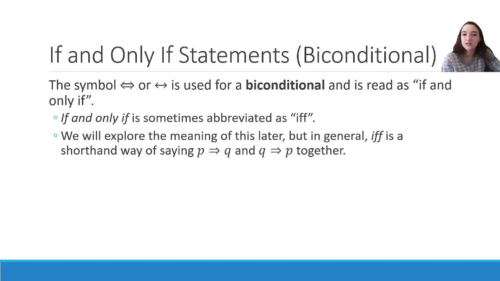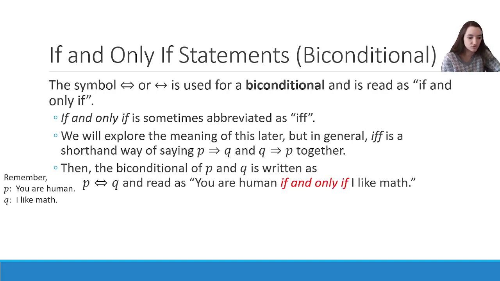We're going to explore the meaning of this a bit later, but in general, if and only if is a shorthand way of saying both if P then Q and if Q then P together. So the biconditional of our P and Q from before would be, you are human if and only if I like math. Once again, this is one where the whole statement is just plopped in the middle, right? Just like the and or the or, it just gets put in the middle between them. The only one that's different is that if-then.